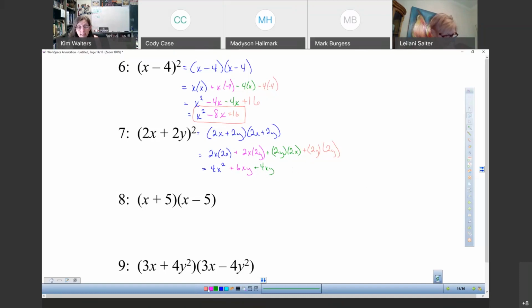And then finally, I've got 2y times 2y is 2 times 2 is 4, and y times y is y squared. So I do have two like terms here in the middle that I can collect together. So this is 4x squared. My two like terms, I have 6xy plus 4xy. And so this is going to give me a total of 10xy. And then finally, I have 4y squared. And so this is my final answer.